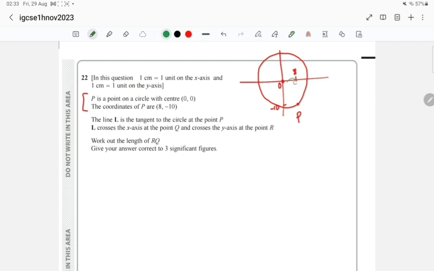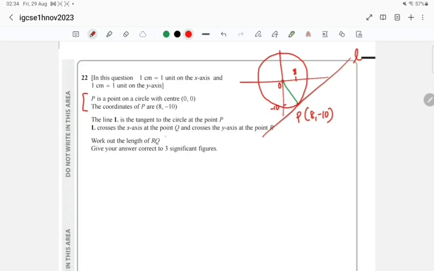Okay, this would be my radius from O to P. Now the line L is the tangent to the circle at the point P. Now I have a tangent over here at the point P, which is (8, -10). This is my line L.